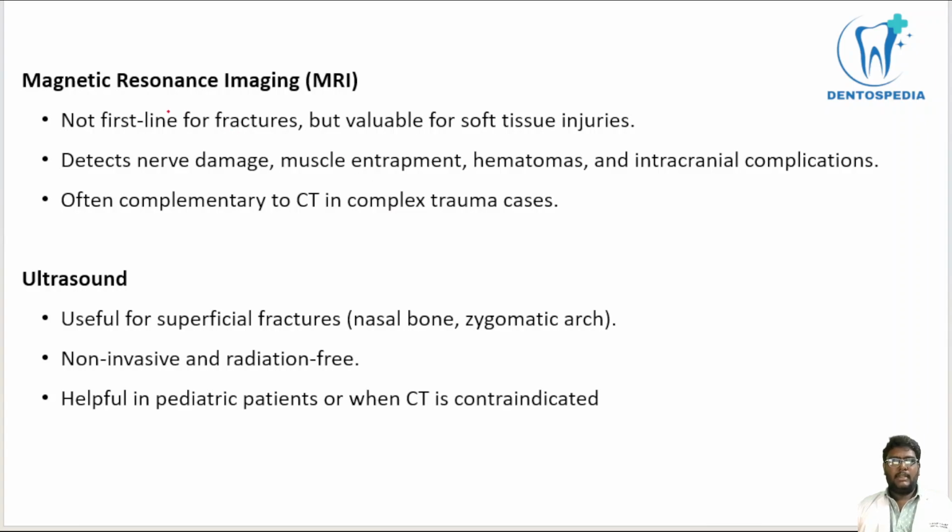And coming to magnetic resonance imaging, it is not the first line investigation used for fractures, but it is valuable for soft tissue injuries. Suppose in a road accident, the person has suffered skull fractures. In order to assess the hematoma of the brain, the MRI gives more information. Okay. And coming to ultrasound, it is useful for superficial fractures such as nasal bone and zygomatic arch bone, and it is non-invasive, radiation free and helpful for pediatric patients.